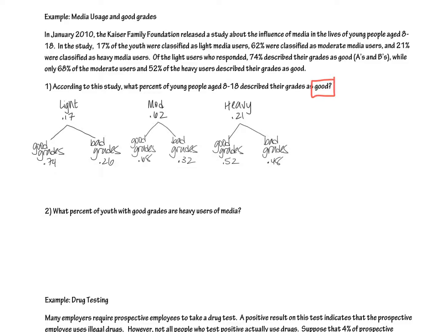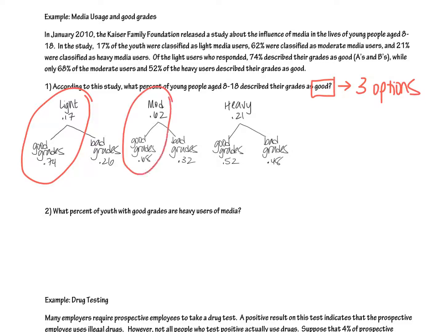But you have to look at your tree. These people said they have good grades. These people said they had good grades, and these people said they had good grades, but those percentages are weighted differently according to the category. So remember, there are three different options in order to say that you have good grades. I'm going to write that. We have three options. And I'm going to kind of circle it. These people said they had good grades. These people said they had good grades. And these people said they had good grades.